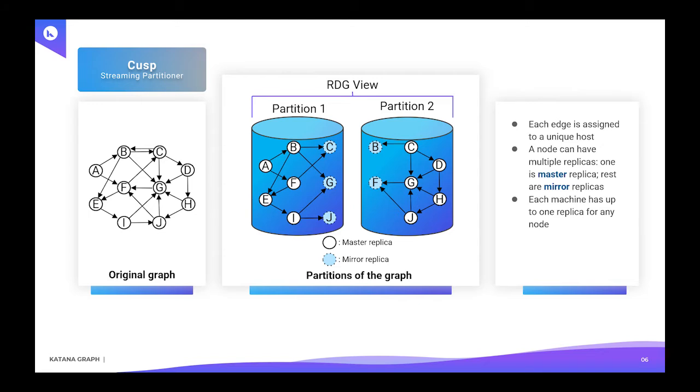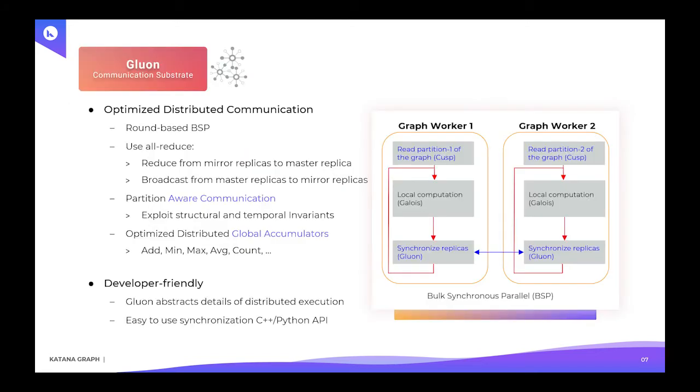Then the partitioner creates two replicas, one on each machine. It then chooses one of these replicas as a master replica and the other as a mirror replica. We also make sure that each machine has up to one replica for any node. So this streaming partitioner turns out to be quite efficient and can process very large data sets in a distributed and streaming manner.